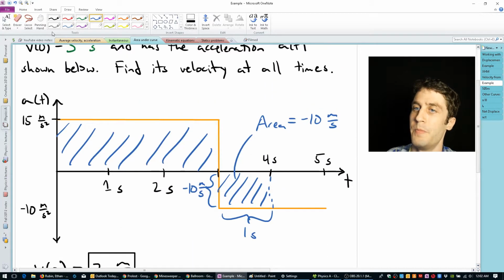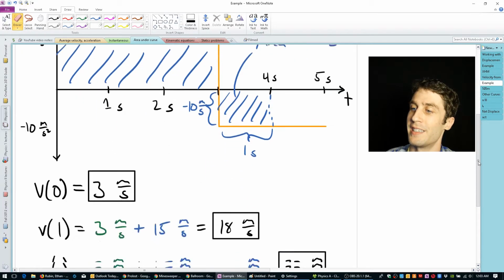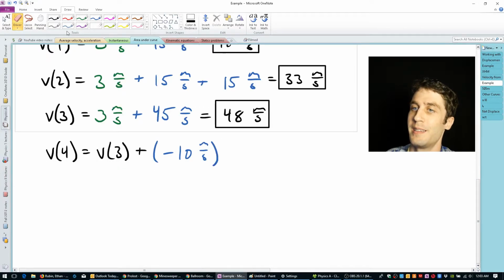Right? So up to this time, it's traveling at 48 meters per second, and then as it accelerates over this time, after it accelerates, it will lose 10 meters per second. Okay? So this is 48 minus 10, which is 38 meters per second.